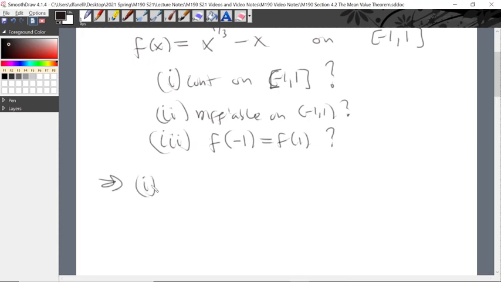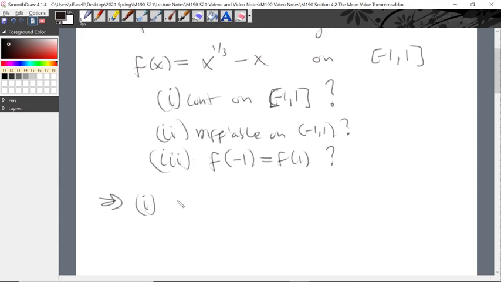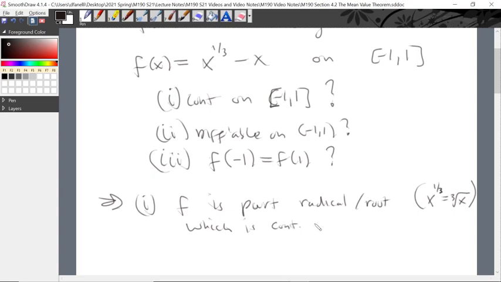First, continuity. Where is this continuous? Okay, f is made up of two terms with different parts. We have x to the 1/3 and we have x, right? So we have a part radical, or root. That's the x to the 1/3 part, which is the cube root function. And an odd root function is going to be continuous on all real numbers, negative infinity to positive infinity.